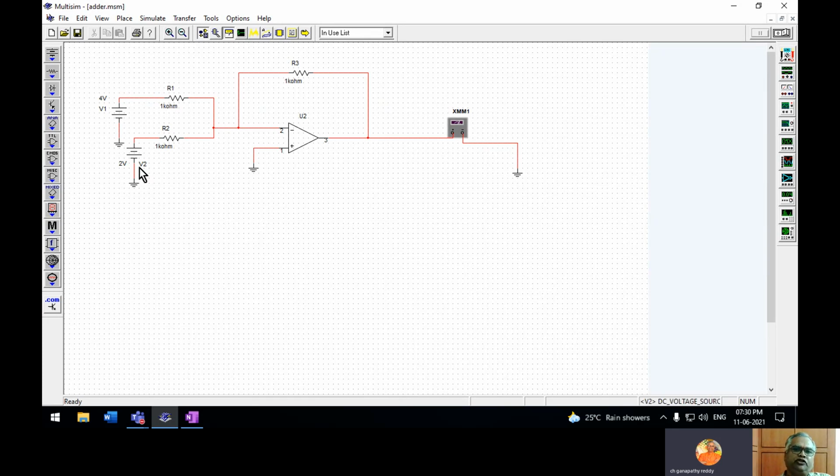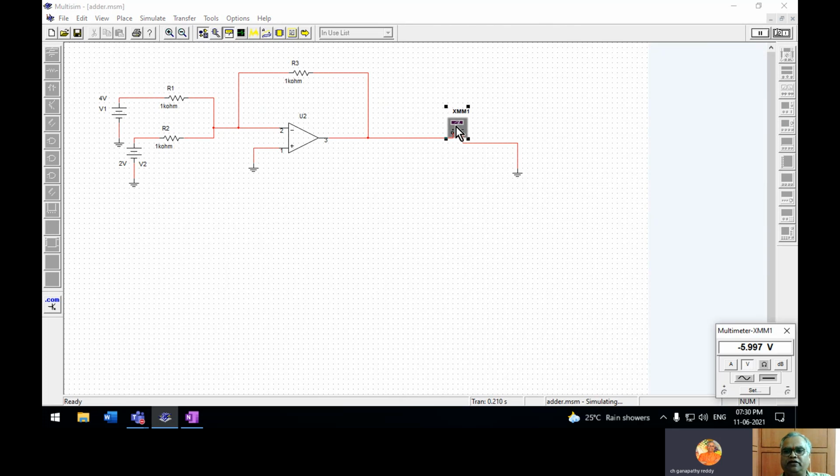Here V1 is given as 4 volts, V2 is given as 2 volts. So 4 plus 2 is 6. What is the expected output? Minus 6, because it is inverting mode. Now let us run the program.